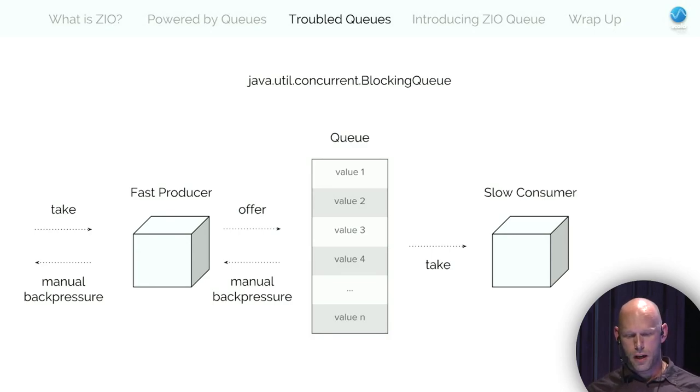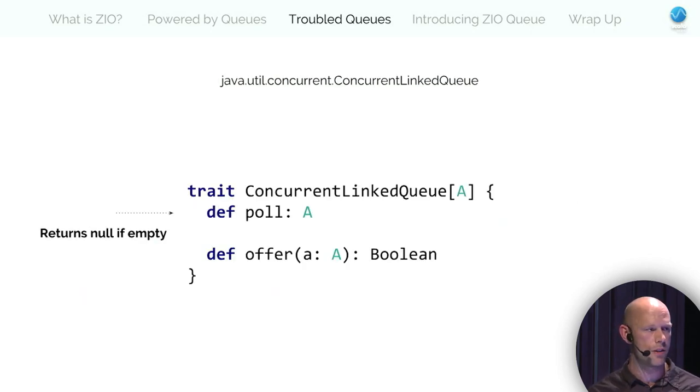So you don't have to use blocking queue. There's concurrent linked queue, which is, again, a really fine implementation. It's used widely. But its take method has a problem. It returns null if it's empty. Obviously, that's a problem if you're doing FP. But that's not the major problem. The major problem is that it's kind of a pain to use.